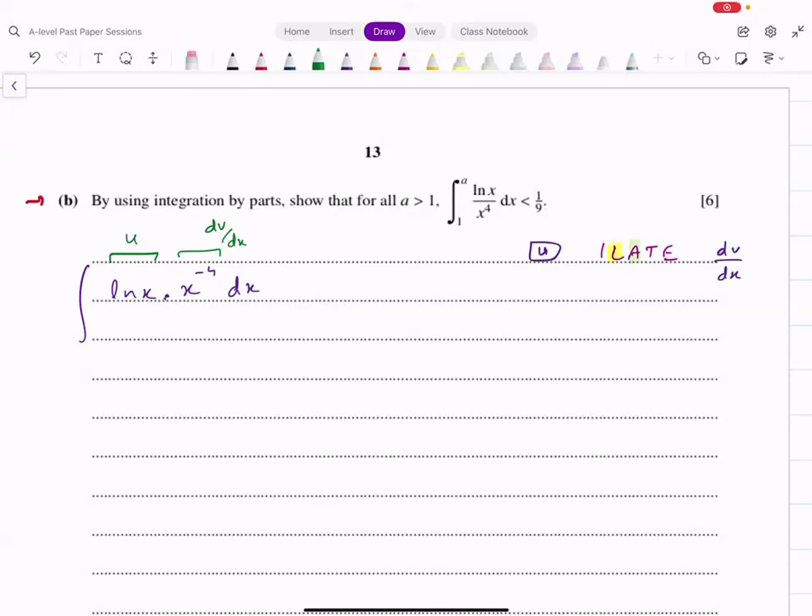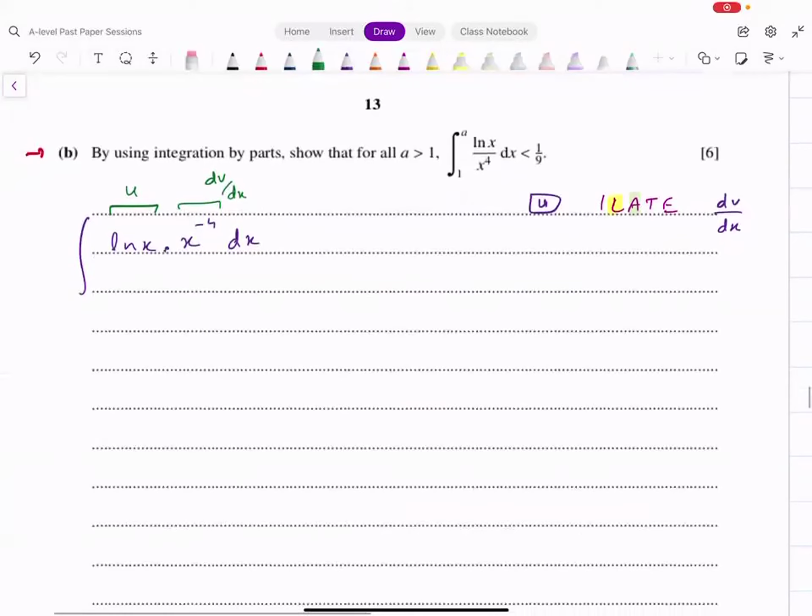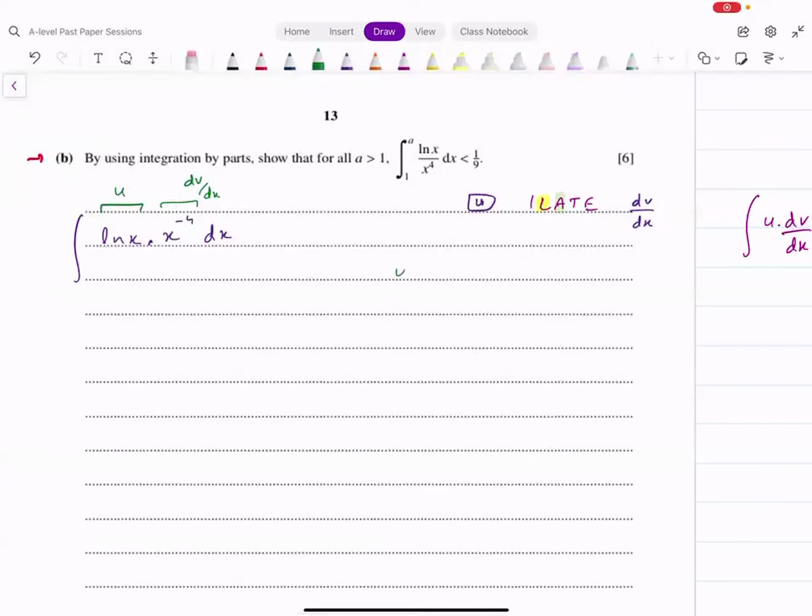Now let's apply the formula. Let's apply the formula on this. उससे पहले in fact let's write down these values separately. u पहले लिख लें साइड पे. u क्या है? ln x. du over dx क्या हो जाएगा? It's going to be 1 over x. You've got dv over dx. What is that? That is x raised to power minus 4.